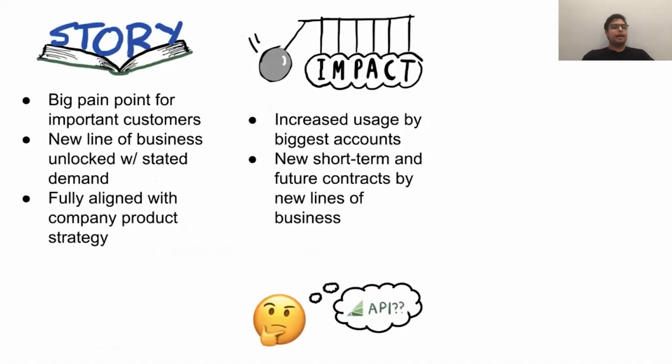Coming back to our API, after validating that it was solving real problems and it was aligned with our strategy, I did a basic impact analysis by projecting some of the following. First, I looked at increased usage by our biggest accounts after they switched to API management, based on new use cases they wanted to enable. I also estimated future contract value from unlocking new lines of business. So the impact, were we to release a stable API, was likely to be high based on that analysis.